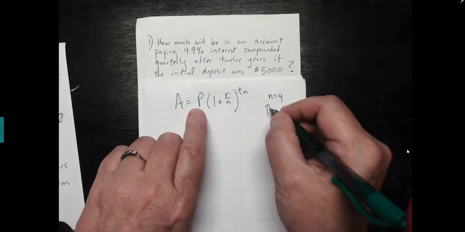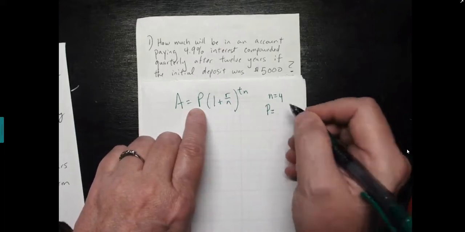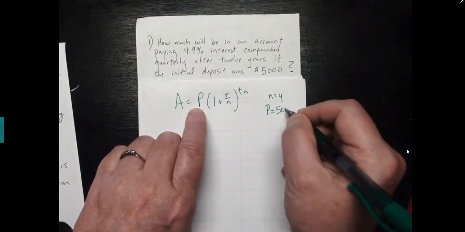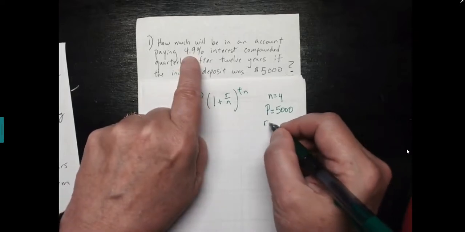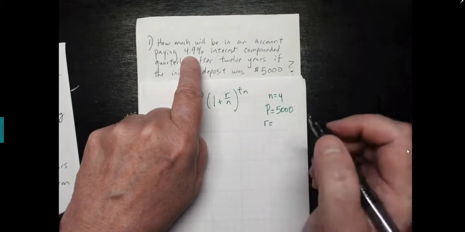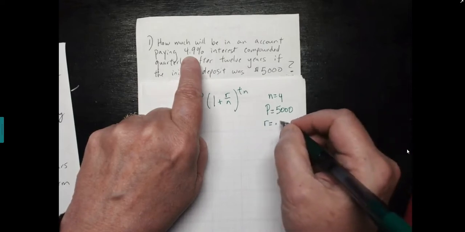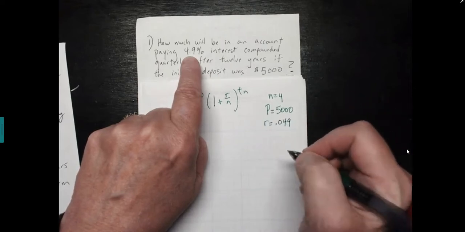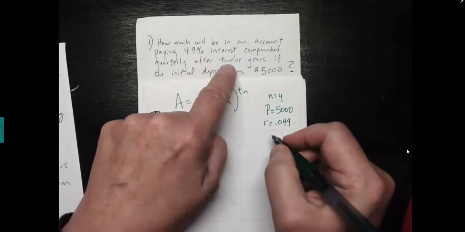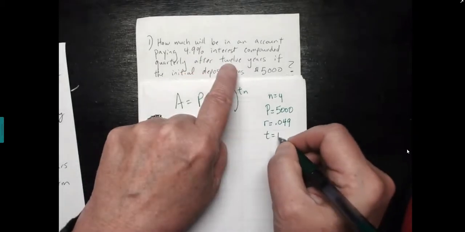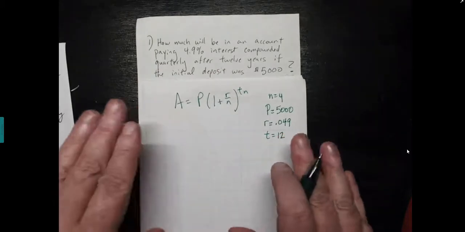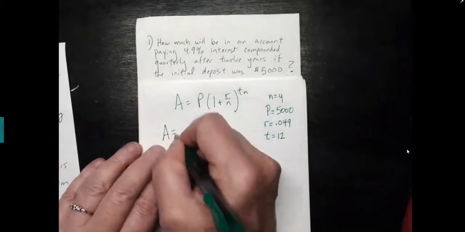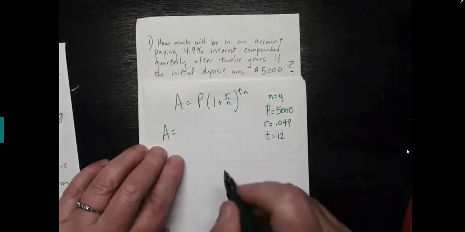All right, so P is the initial deposit or the principal or the starting amount. R is the interest rate in decimal form. So R is going to be 4.9 divided by 100. And we have T is equal to 12. T is in years, and A is the amount after 12 years. So we want to solve this for A.